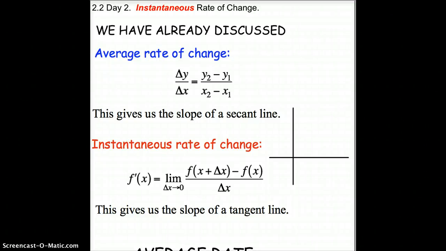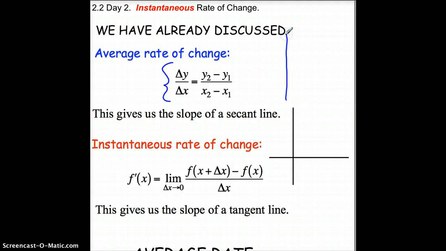We've already talked about the differences between an average rate of change and an instantaneous rate of change. What we're going to do in the next part of this section is tie it into the concept of both velocity and then later on acceleration. So, just a quick recap about an average rate of change.